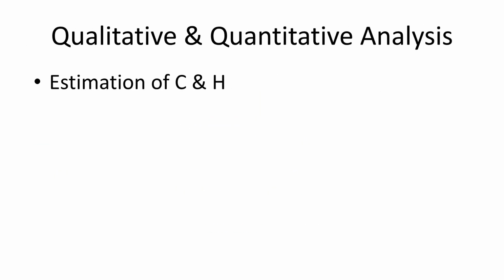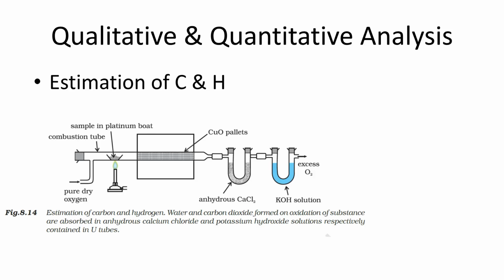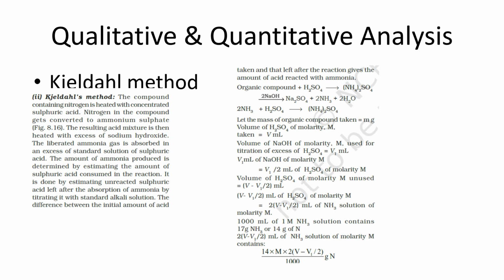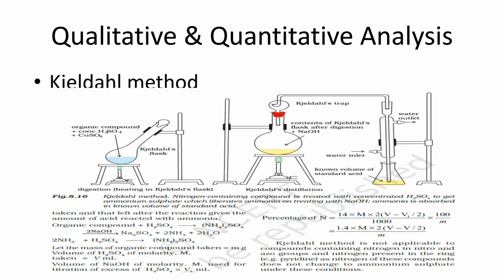To determine the quantity of carbon and hydrogen in a sample, we perform elemental analysis using combustion techniques. The substance is heated in a stream of oxygen, and the resulting carbon dioxide and water vapor are captured and weighed. The Kjeldahl method is specifically used for the quantitative estimation of nitrogen. The organic compound is digested with concentrated sulfuric acid, converting nitrogen into ammonium sulfate, which is then processed to measure the nitrogen content accurately. This concludes our video on reaction mechanisms, purification, and analysis.